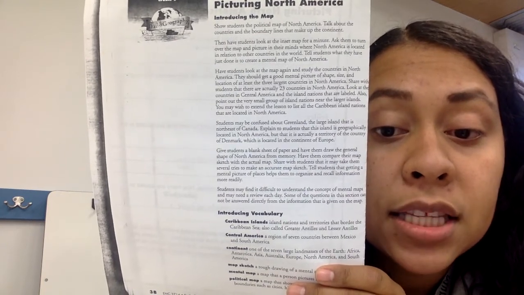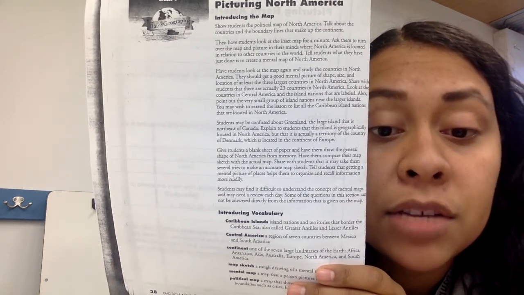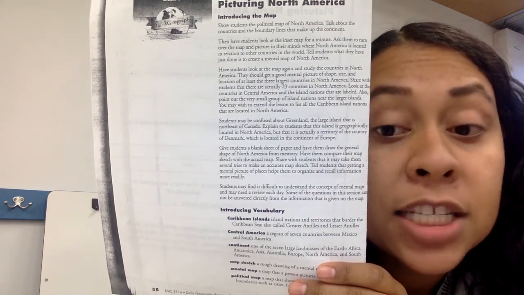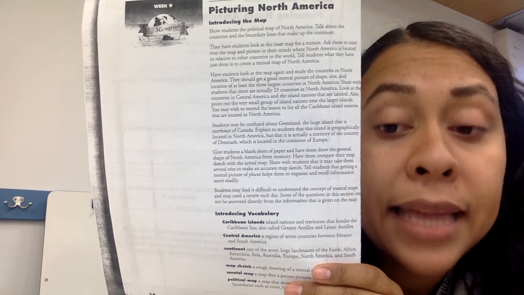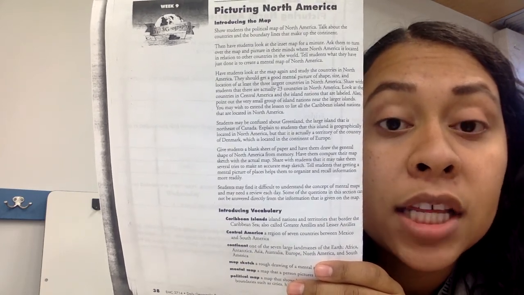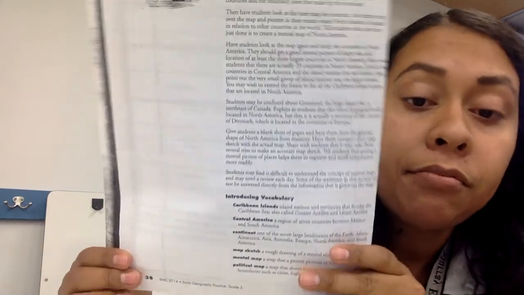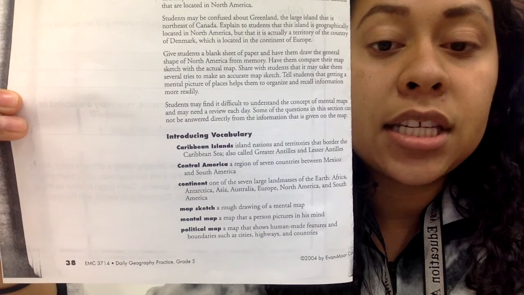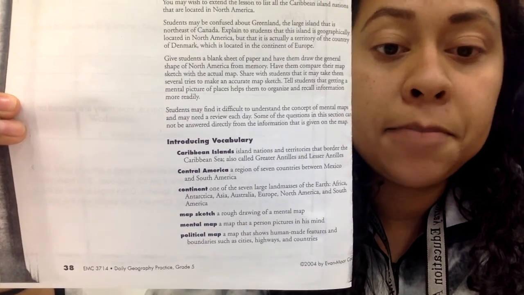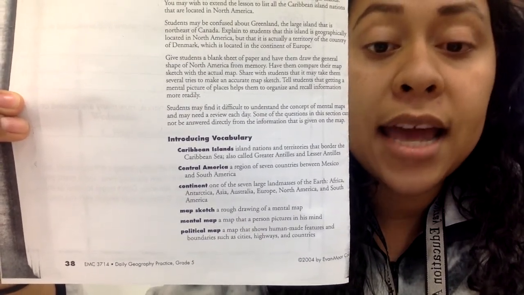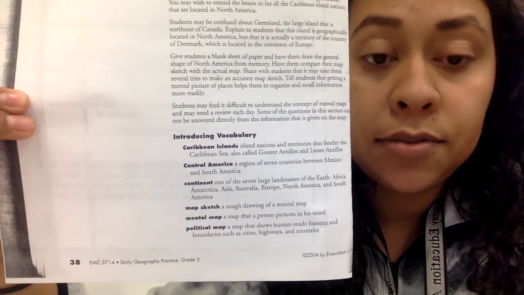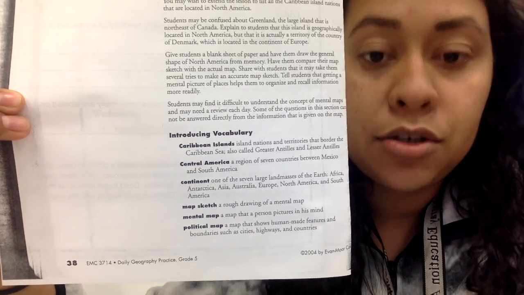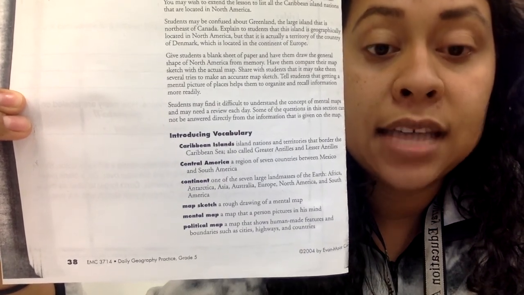Some of the questions in this section cannot be answered directly from the information that is given on the map. So I'm going to suggest that you also pull out your planner and use the maps that are towards the back of your planner. Introducing vocabulary. Caribbean islands: island nations and territories that border the Caribbean Sea, also called Greater Antilles and Lesser Antilles. Central America: a region of 7 countries between Mexico and South America.